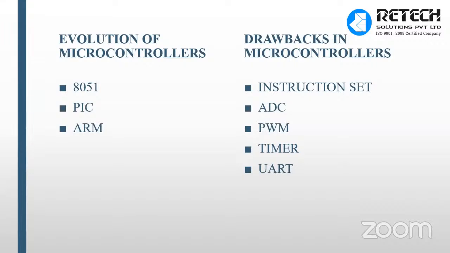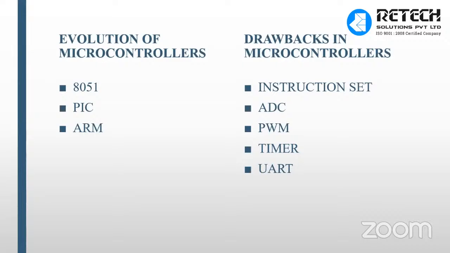The 4004 is the first microcontroller invented by Intel. Intel is the company that first invented the microcontroller. That microcontroller is a 4-bit microcontroller, and it had lots of drawbacks. Then only the drawbacks were reduced.